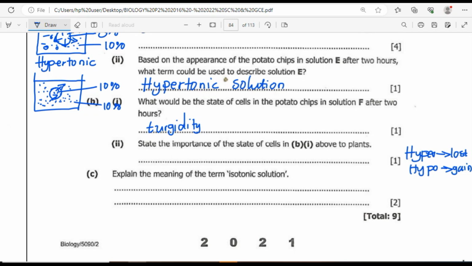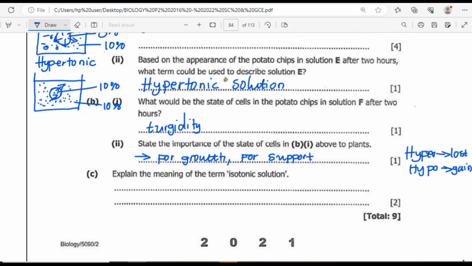Then state the importance of the state of the cells in B1 above to plants. So because of the turgor, because the cells have gained water, we can maybe have a picture of if something gains water, the size will increase. So turgidity is important. The first one for growth, because for cells to become bigger in size, we want to gain water. So for growth, then the other one for support. So these can be the answers.